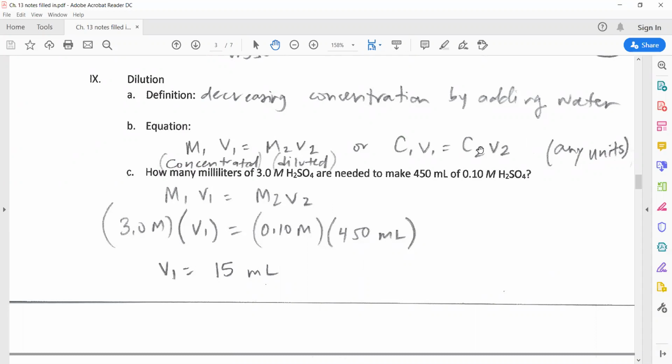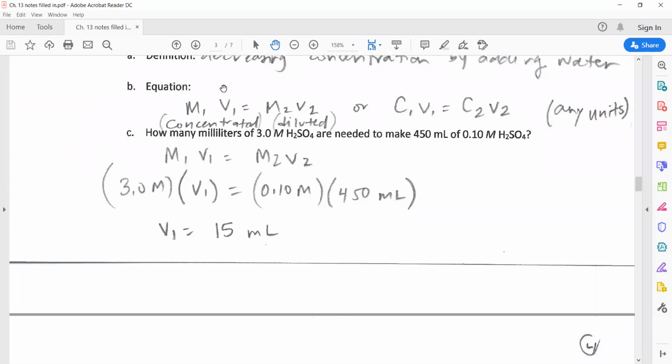C1V1 equals C2V2. Same exact premise, except this C just means concentration more generally, where it doesn't have to be molarity. It could be percent by mass, for example, would also work in that. You can use any units on both sides. Of course, molarity needs to be in molarity, but volume could be milliliters on both sides or liters. Just make sure that they match each other. It also doesn't matter which side you choose for concentrated and which side you choose for diluted. You've just got to make sure you pair the correct concentration with the correct volume.